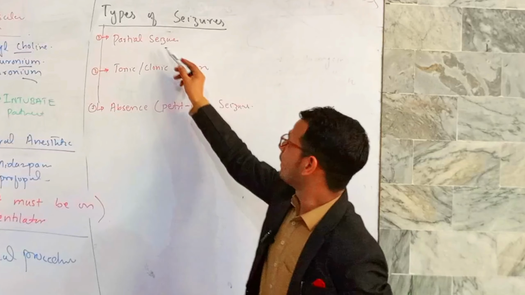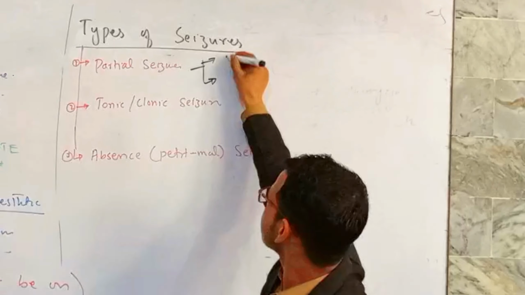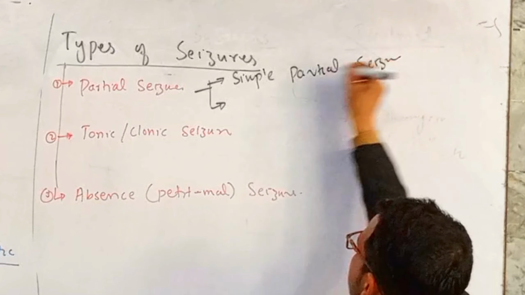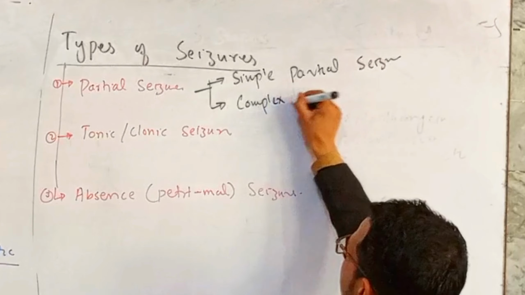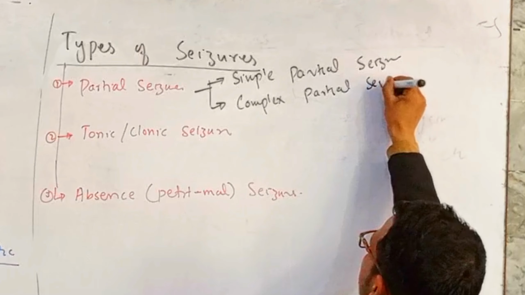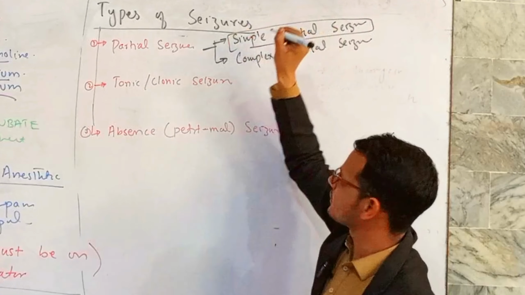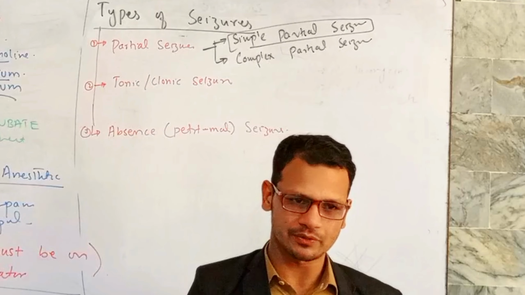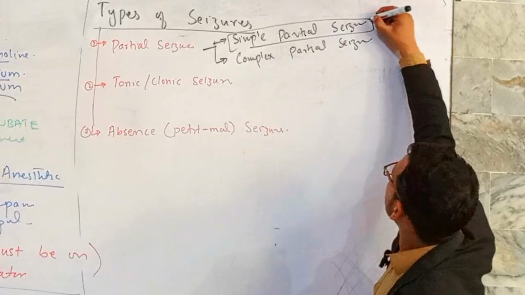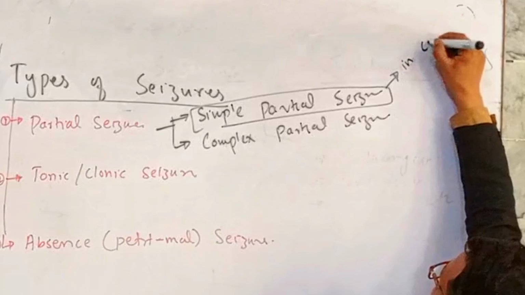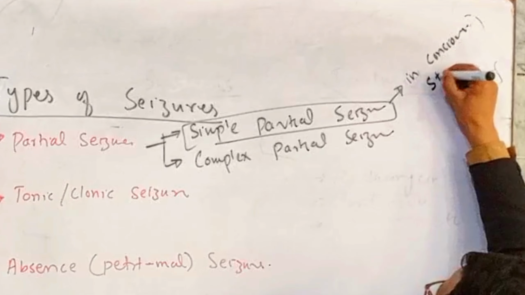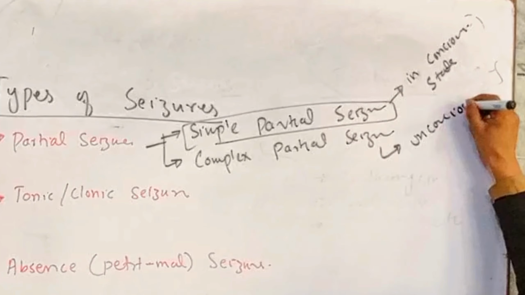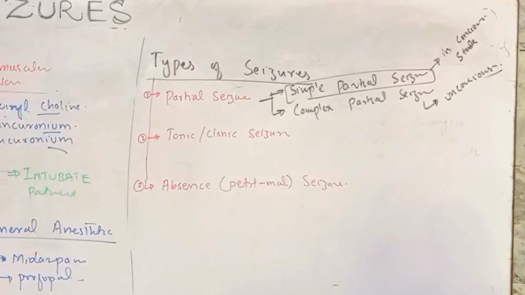Partial seizures further have two types: simple partial seizures and complex partial seizures. In simple partial seizures, the patient will be in a conscious state, and in complex partial seizures, the patient will be unconscious.